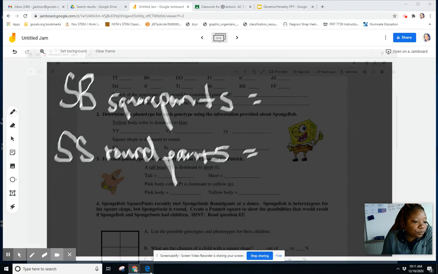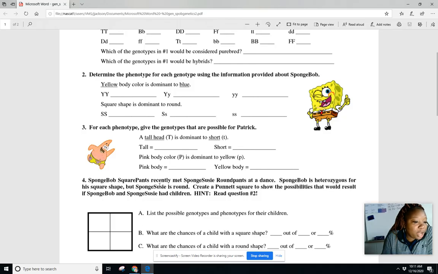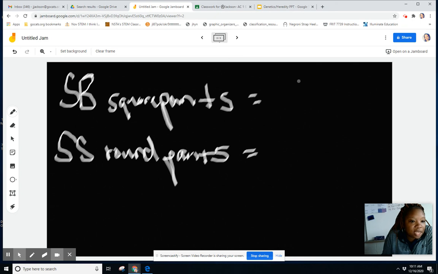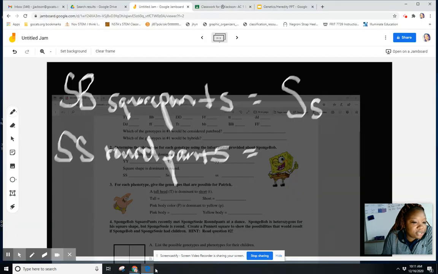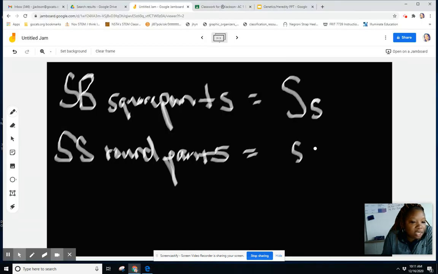So it says that SpongeBob is heterozygous for his square shape. So if he's heterozygous, he's going to be big S, little s. And make sure you emphasize a big S and a little s. All right. Sponge Susie, she's gonna be round pants, so that's recessive. So we know she's gonna be little s, little s.